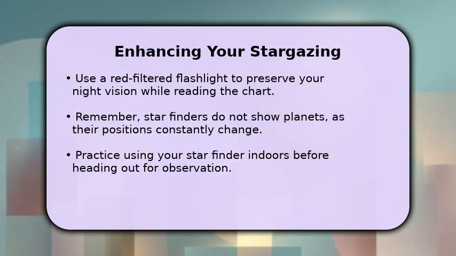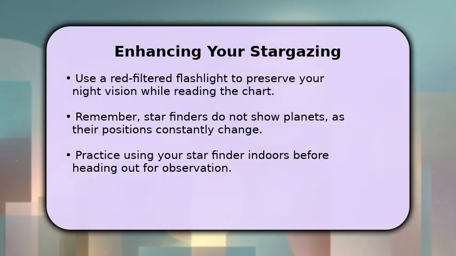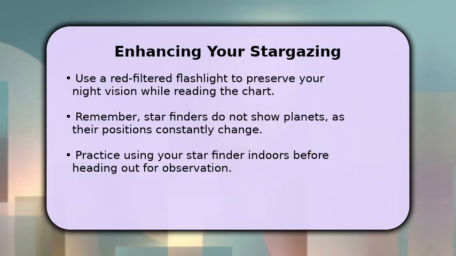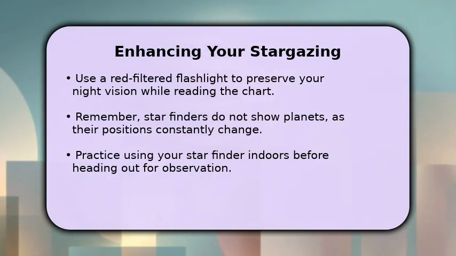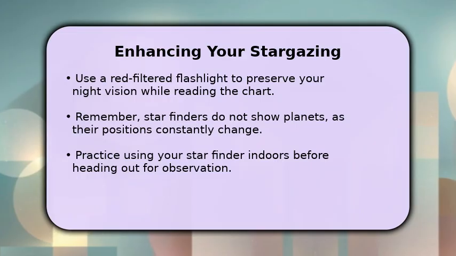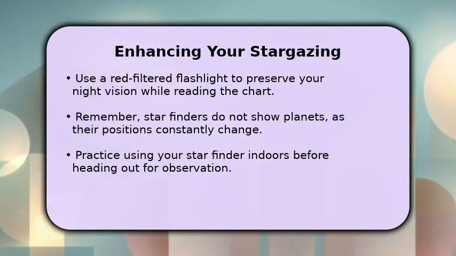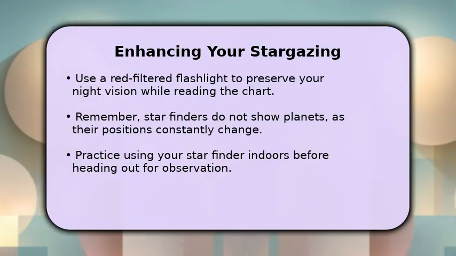To make your stargazing experience even better, use a flashlight with a red filter. This helps maintain your night vision. Keep in mind that star finders show fixed stars and constellations, but they do not display planets, as planets move across the sky. For best results, spend a few minutes practicing with your star finder indoors to understand its movements before venturing out into the night.